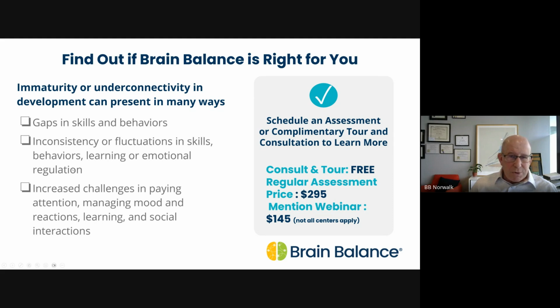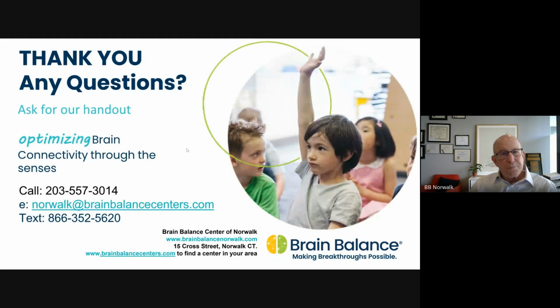But again, how would you know if there's underconnectivity? Gaps in skills and behaviors, inconsistency or fluctuations in skills, behaviors, learning, or emotional regulation, and increased challenges in paying attention, managing mood, reactions, learning, and social interactions. So all of these are signs of underconnectivity or developmental gaps or a lack of appropriate trajectory in brain development.